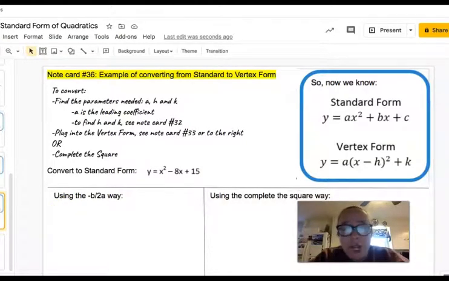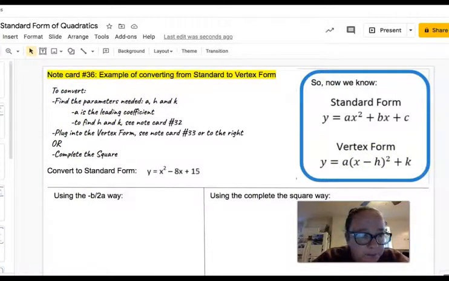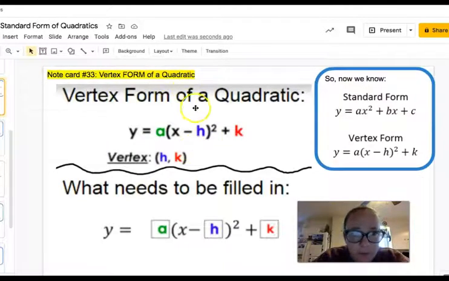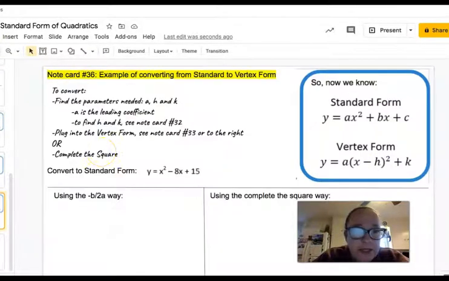And I'm going to show you two ways, and I don't really care which way you use. You're going to find that you have a preference. Just use the one that you prefer. So on your note card, I want you to write the converting steps. To convert, you're going to find the parameters A, H, and K, right? Isn't that what we need? If we go back to slide number 5, which is note card 33, that's what we needed to find to do vertex form. So if we can just find A, H, and K, we're good to go.